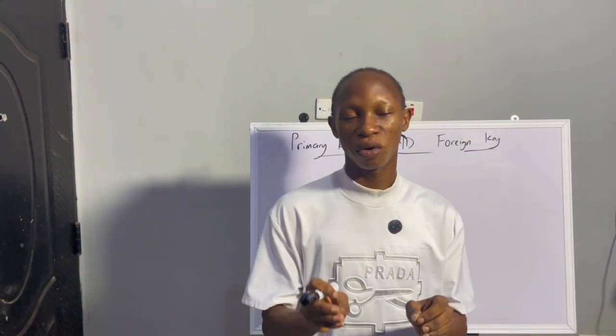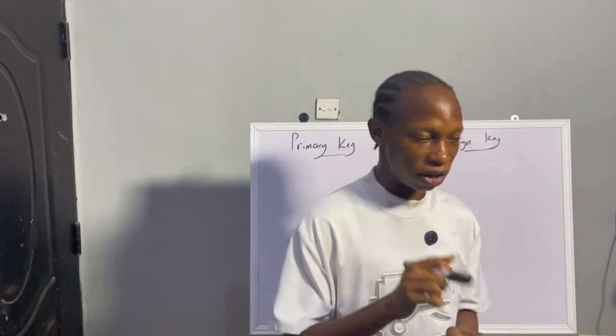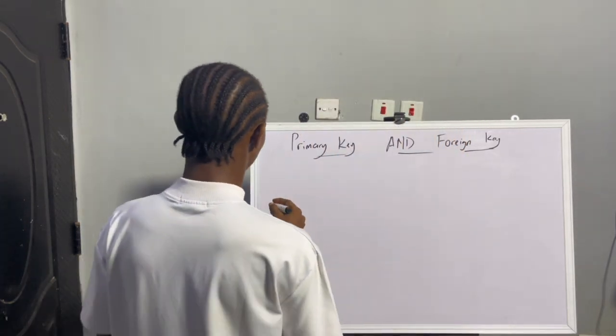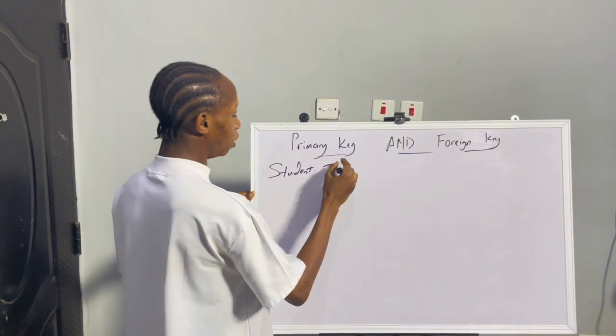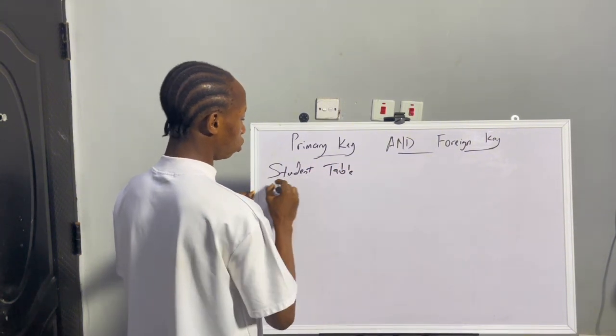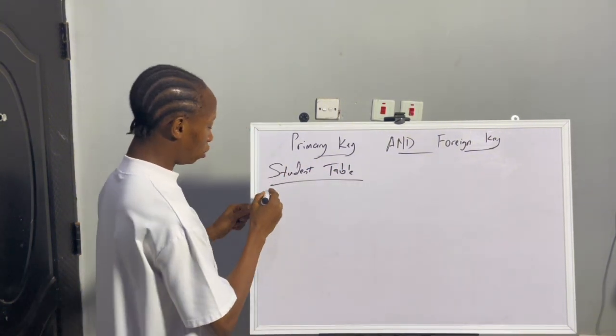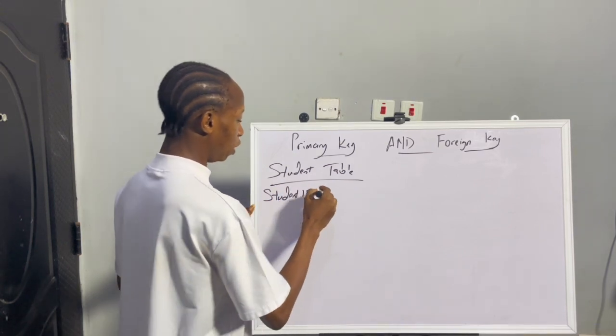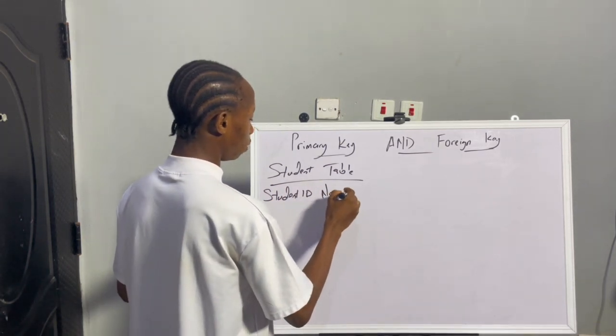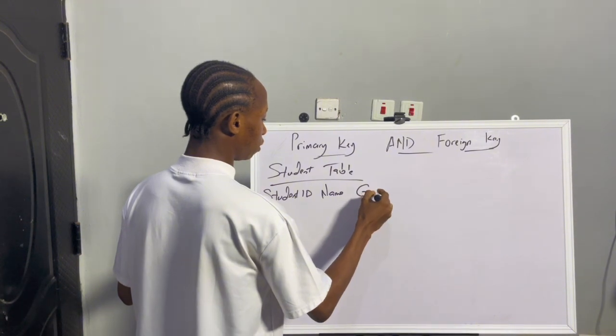What is a primary key? A primary key is a column that can be used to uniquely identify each record in a table. For example, let's have a table called student table. It's going to contain data of students in a school. We're going to have three columns: student ID, names, and gender.